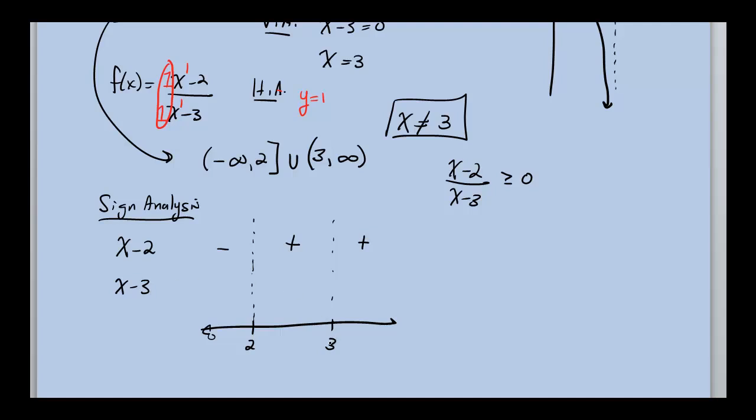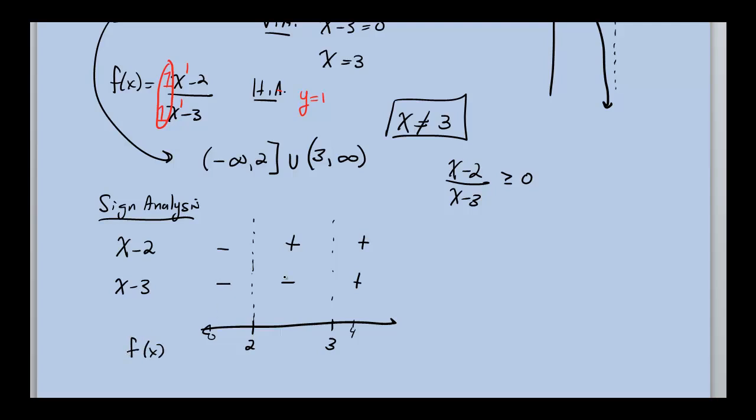x minus 3 corresponds to a value of 3. Pick a value to the right of 3 like 4. 4 minus 3 is a positive value, it's a positive 1. Between 2 and 3, I pick 2.5. 2.5 minus 3 is going to be negative. And then to the left of 2, picking 0, 0 minus 3 is also negative.